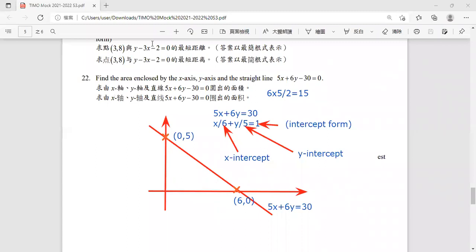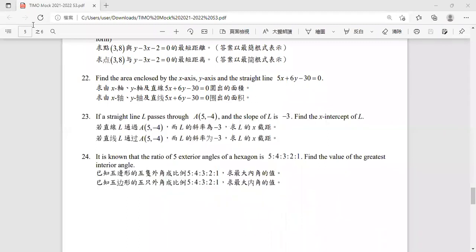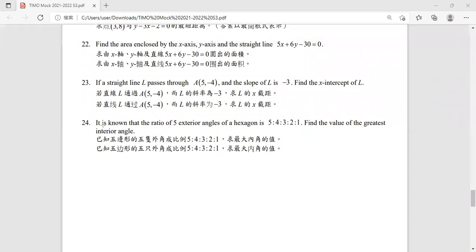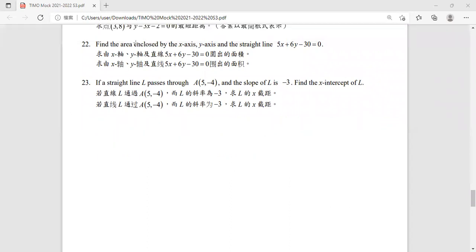Okay, no question. The next one, 23. Now the straight line passes through (5, -4), and the slope is -3. Find the x-intercept. Very easy, still straightforward, but if you don't know the coordinate geometry, you will find it difficult.